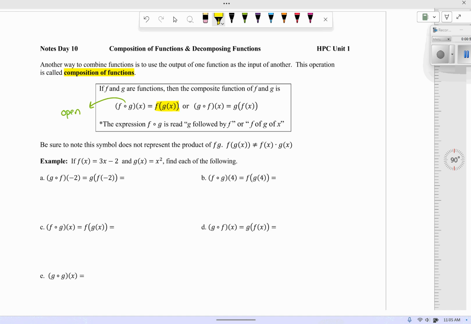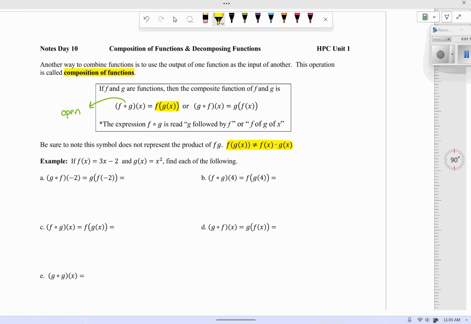Be sure to note the symbol does not represent the product of f times g. So keep in mind that these are not equal. We're not multiplying the functions. We are doing a composition of functions. We're composing one function with the other. So in order to do compositions, you would have to be given what the functions are.